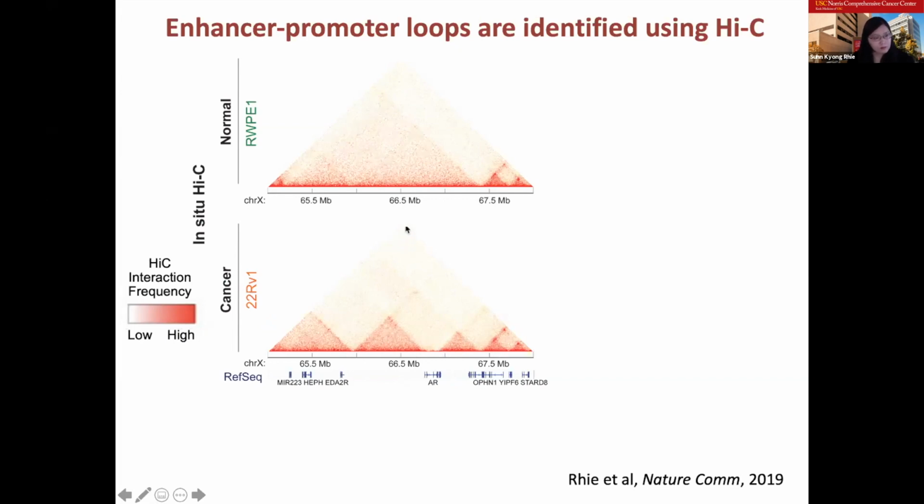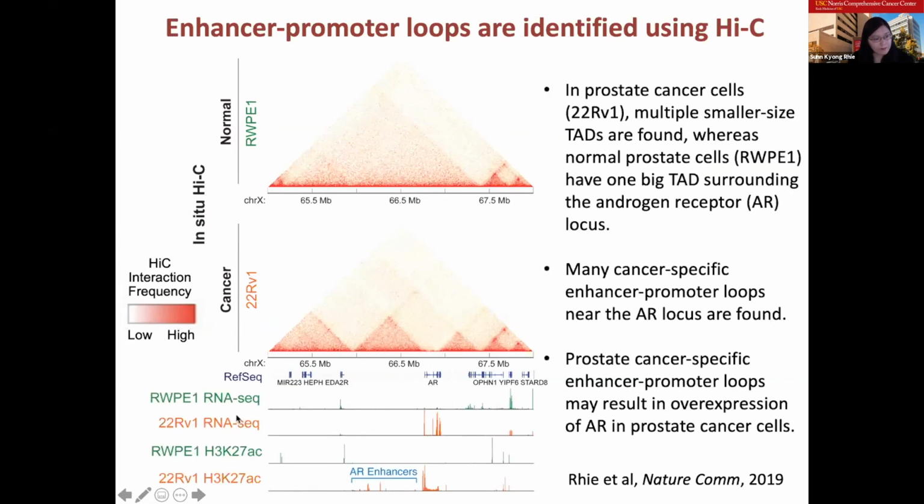So we wondered what's going on here, and then we overlaid RNA-seq and H3K27ac ChIP-seq data, and we found that there are some androgen receptor AR specific enhancers that are only found in cancer cells here, and they tend to be associated with the RNA-seq expression changes. So using Hi-C, we're able to find some enhancer promoter interactions. So many cancer-specific enhancer promoter loops near the androgen receptor are found, and we think that these enhancer promoter loops can result in overexpression of androgen receptor for these cells.